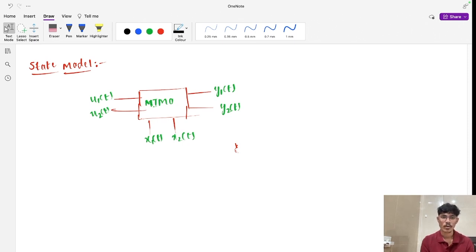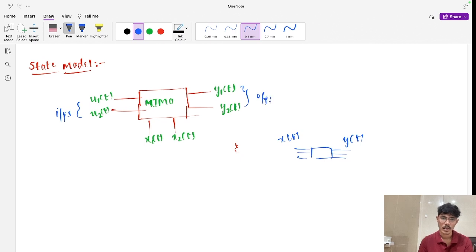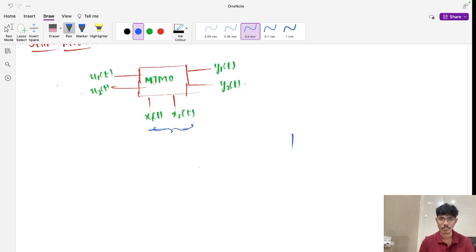Today we discuss the topic of linear control system state model of multiple input and multiple output. In a multiple input, multiple output system, there are multiple inputs and multiple outputs. The inputs are denoted by u of t and the outputs are denoted by y of t. In this case, u1 of t and u2 of t are the inputs and y1 of t and y2 of t are outputs, and these are the state equation and output equation.